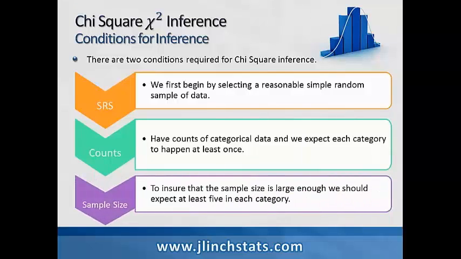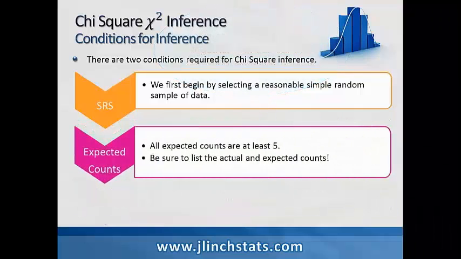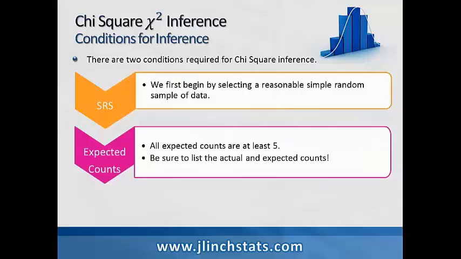Then our sample size needs to be large enough, and to ensure that our sample size is large enough, we would expect to have at least 5 in each category. Now we can combine these together and call our last condition expected counts. So once again, we have an SRS of data, and all expected counts are at least 5. Be sure to list the actual and expected counts in your conditions for inference.